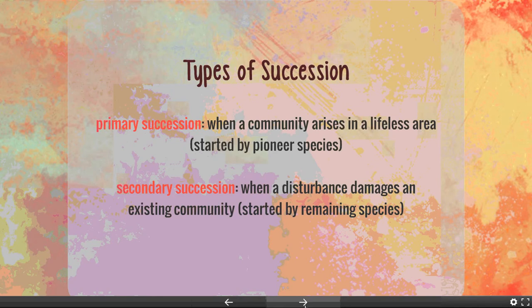Primary succession is like a volcanic eruption, where the lava will wipe away all living organisms, so that would cause primary succession to begin, starting over. And then secondary succession would be like if a forest fire occurred. The fire is not going to wipe out all living organisms, and so that environment will be able to replenish itself based on the organisms that are already living there.